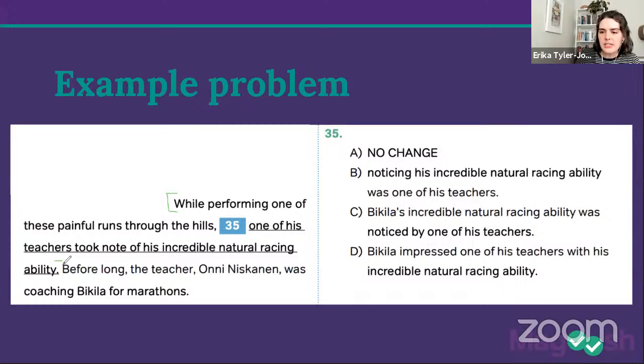Just read this first sentence and tell me, do you notice any words that you think indicate a modifier? What words in this sentence maybe say, I am a modifier and I'm important to this sentence? In the chat when you think you see a modifier in the sentence.